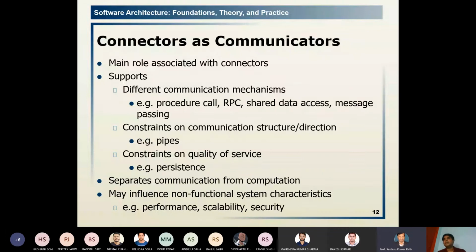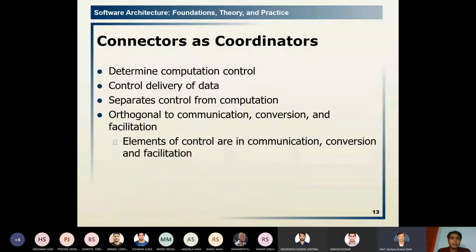Now, connector is a coordinator. It determines the computation control. It will help to determine the control for the computation, which is going to be held in between the components. Then it also provides the control delivery of data. It provides the signal or data or information through the control delivery. It transfers the control. Then it separates control from computation. Helps for separating the control from computation.